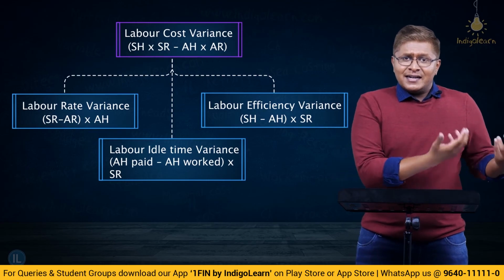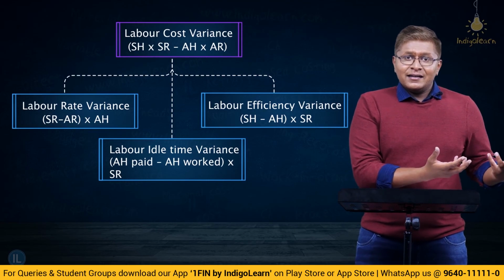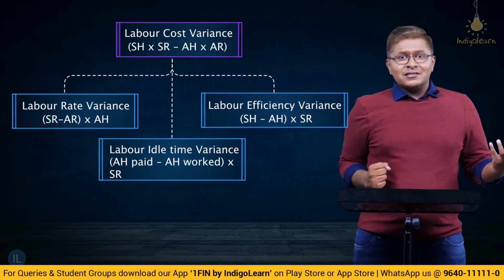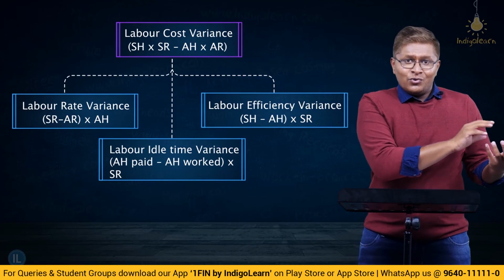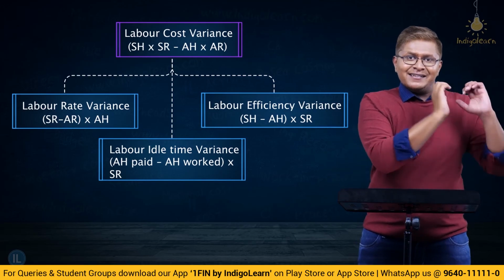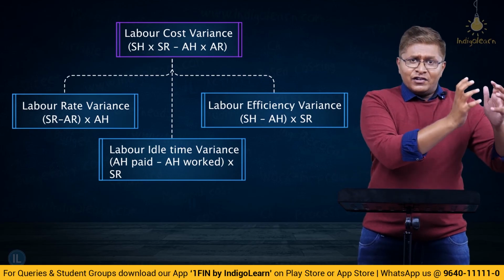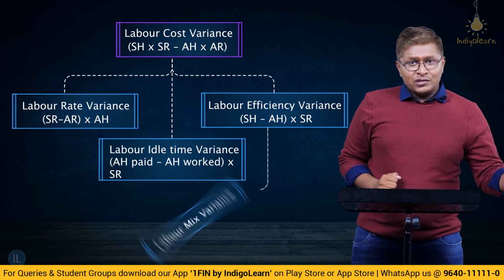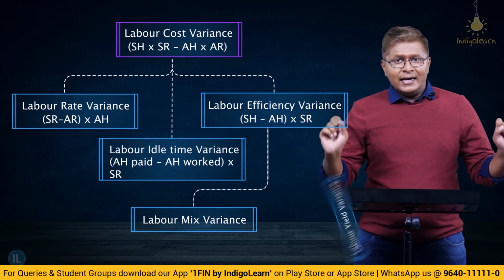Friends, why are we taking the standard rate? Because rate is the responsibility of the HR department and not of the production manager. He is not the person who is going and recruiting the workers. So we keep it very simple, we take the standard rate. The labor efficiency variance then further can be bifurcated into labor mix variance and labor yield variance.